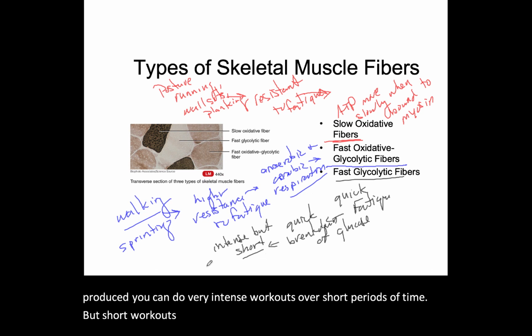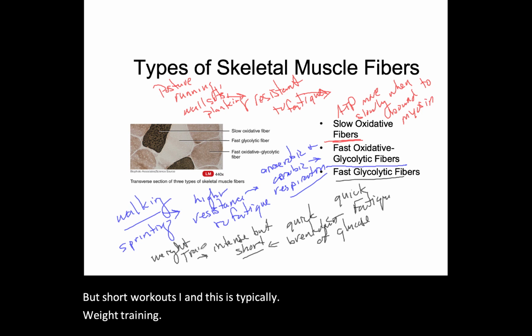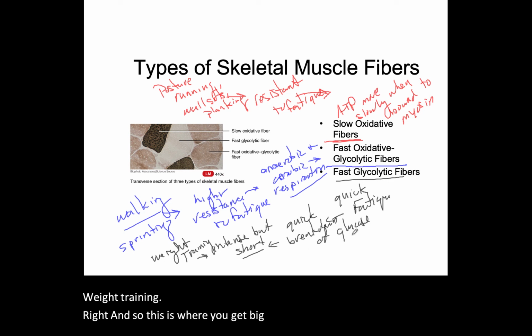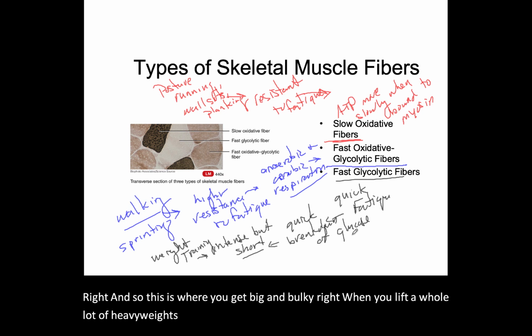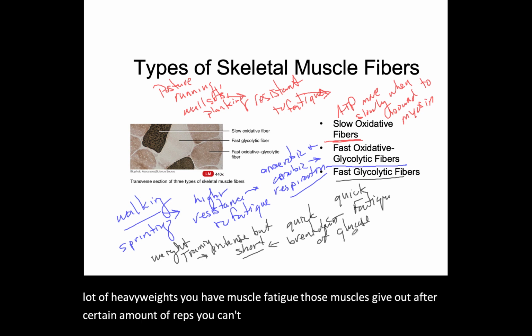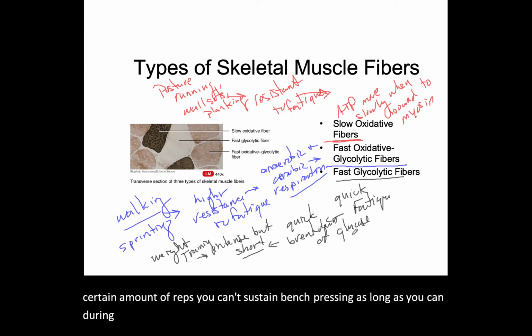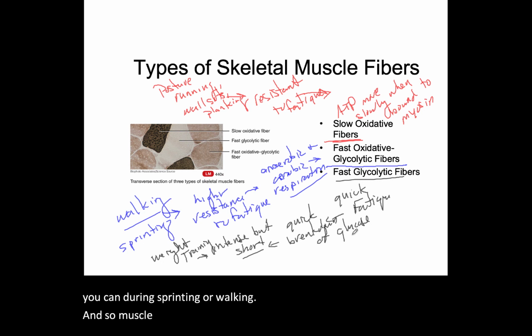And this is typically weight training. Right? And so this is where you get big and bulky, right? When you lift a whole lot of heavy weights. You have muscle fatigue. Those muscles give out after a certain amount of reps. You can't sustain bench pressing as long as you can during sprinting or walking. And so muscle fatigue sets in.